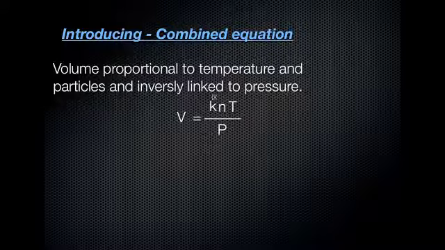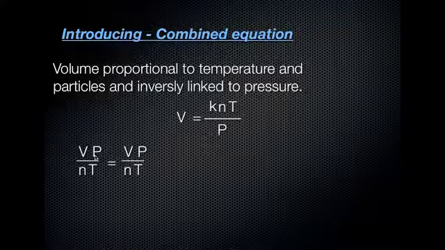So if this is how it works, in the same way that I did the last one, we can come up with Vp over Nt equals Vp over Nt, where we have initial conditions and final conditions. This is combining the last 3 gas laws that we learned. So Vp over Nt equals Vp over Nt. Your initial conditions, multiplying the volume and pressure and dividing by moles and temperature, are equal to the final conditions.